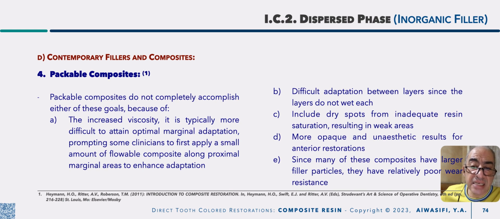That's why you are in need of another material that allows sufficient flow. Okay, that's why flowable composite was developed, and this system was composed of two consistency system: one flowable to act as a liner or a base with sufficient flow with low filler contents, which is the flowable one, and the packable one to restore the tooth. Also, it was difficult to adapt layers to each other.